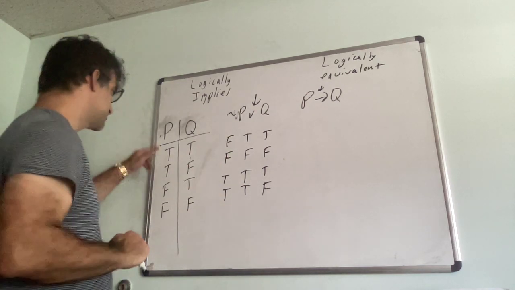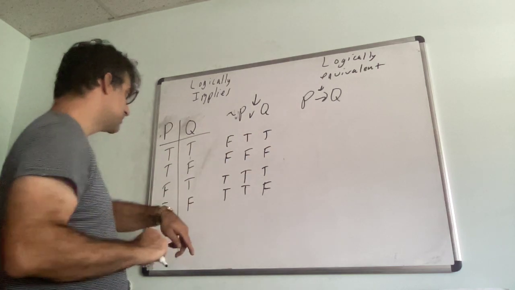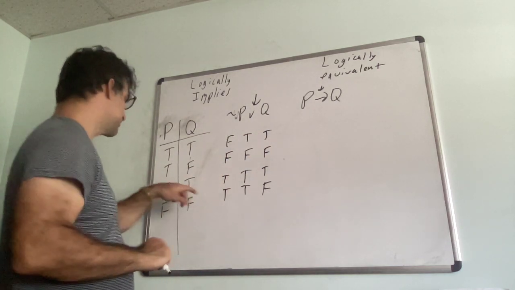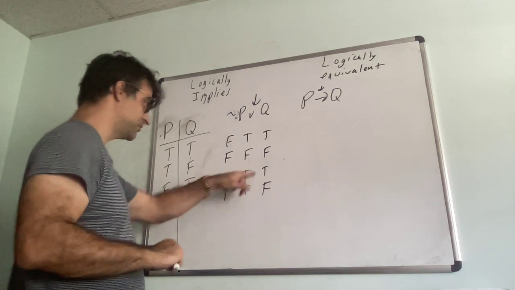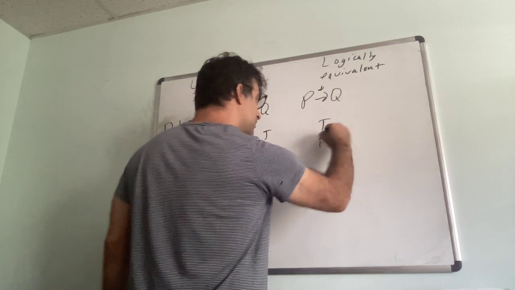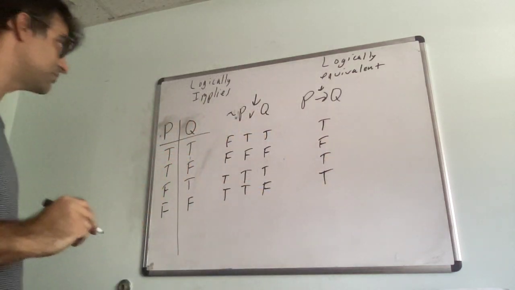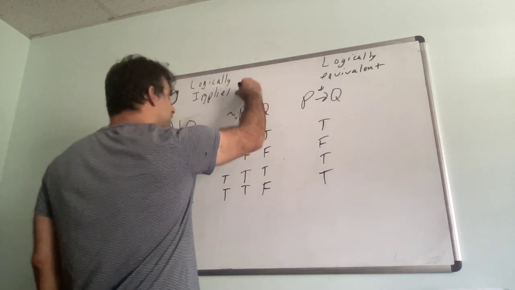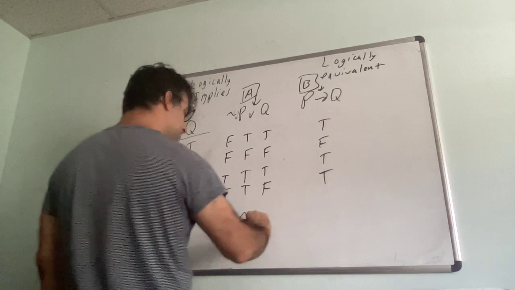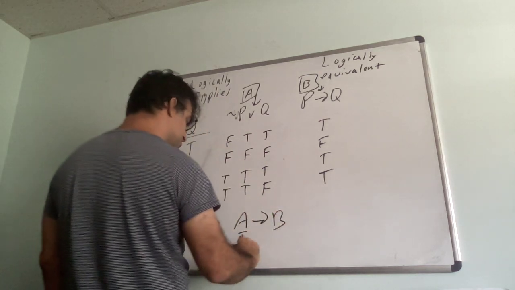Three scenarios, right? Q is true. Neither one goes here, but P is false here. True, false, true, true, and that's our chart for P arrow Q. I'm going to call this A. I'm going to call this B. Does A imply B? We get true, false, true, true.